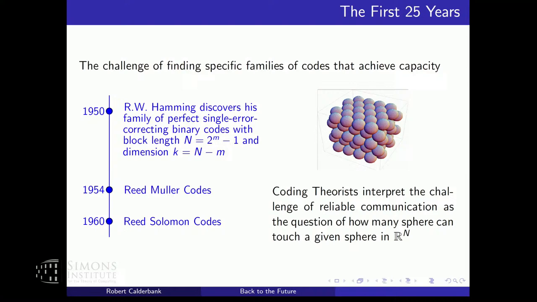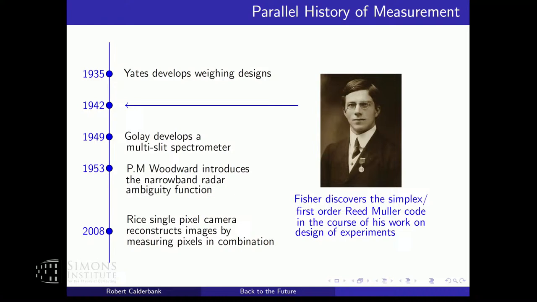But that was a history of coding theory. There's a parallel history of measurement. This is primarily what we think of nowadays as statisticians. In the 1930s, Yates was thinking about weighing designs. What is a weighing design? You have a bunch of pennies. One of them weighs more than the others. You're going to weigh these pennies in combination, and you're going to figure out which is the heavy penny. That's the theory of weighing designs, and it's a precursor of the theory of compressed sensing. It really is.